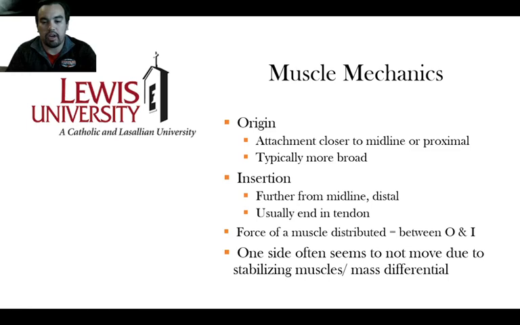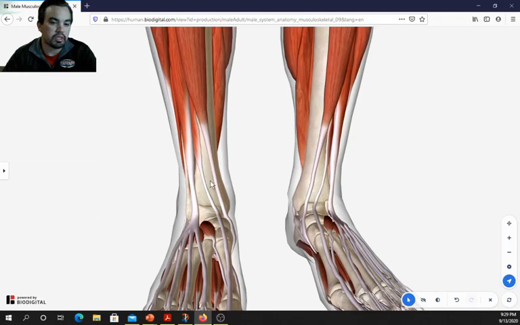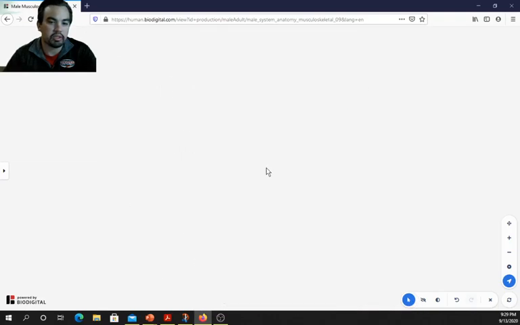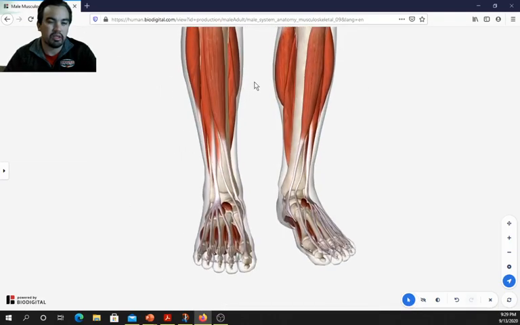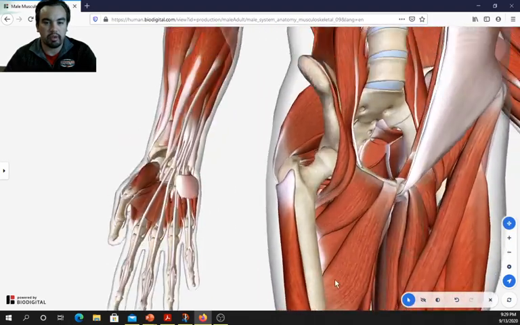Now, one side often seems to move when we're looking at a muscle and a tendon and how it actually moves a joint, but due to stabilizing muscles and mass differential, both sides are actually moving. It's just that one side seems that way. Okay, so let's break down what I just said there.